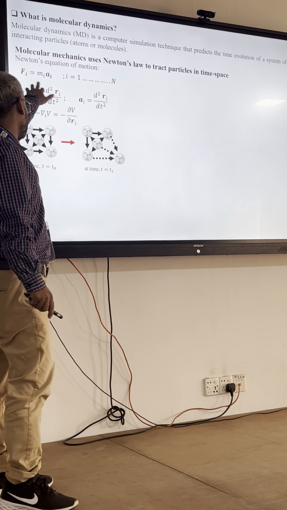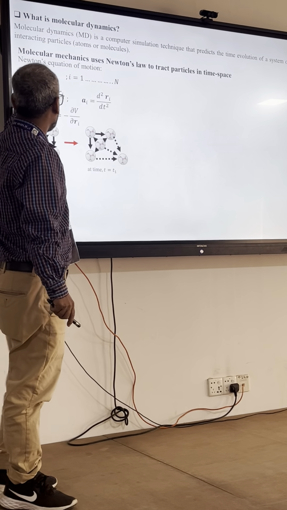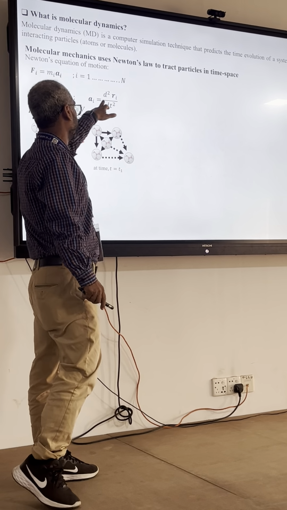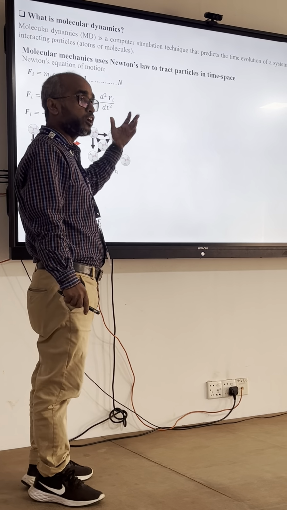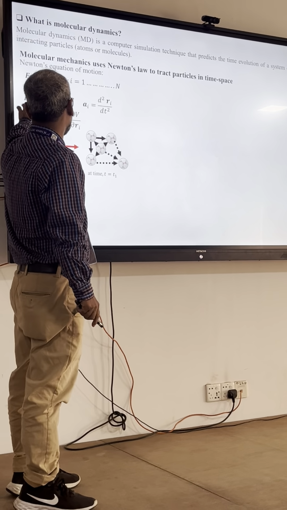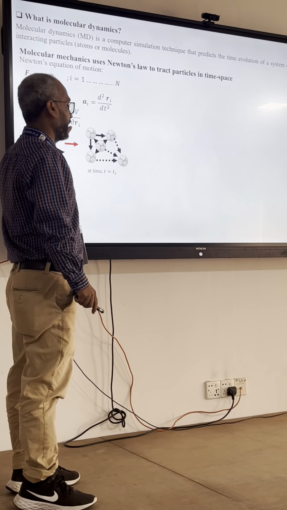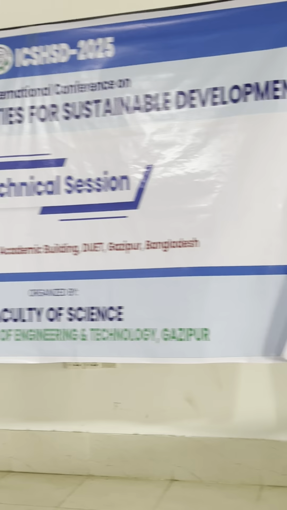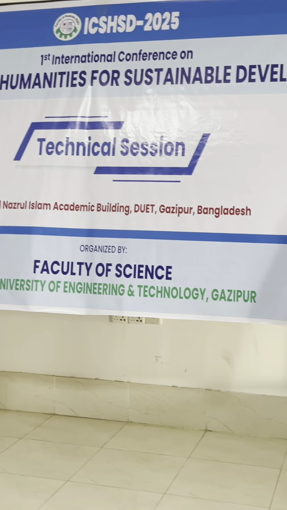So we have F equals m a. F is the force, m is the mass, and a is the acceleration. So we have acceleration as the second order differential equation. We can solve by using some mathematical equation. And we have the force. Force can be balanced to the potential. So the gradient of the potential, we can balance those equations. We have the final potential energy equation like this.